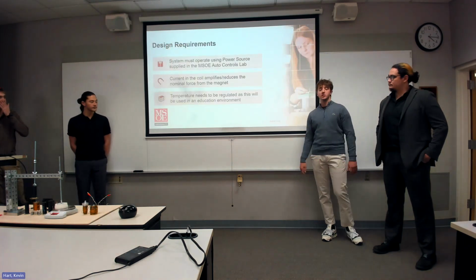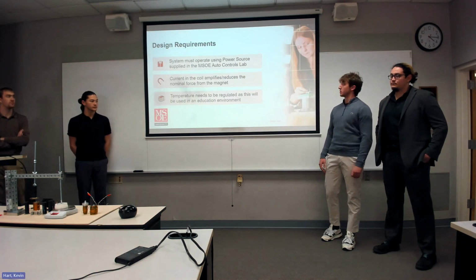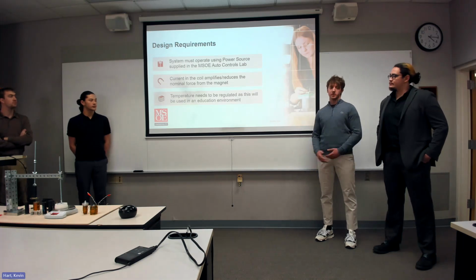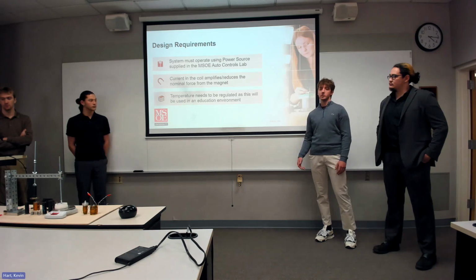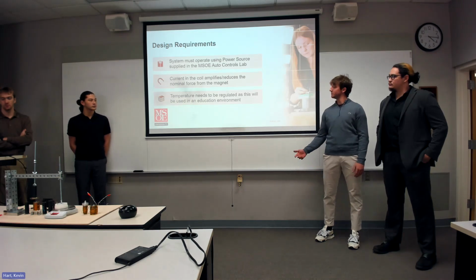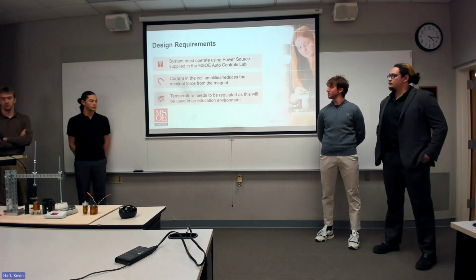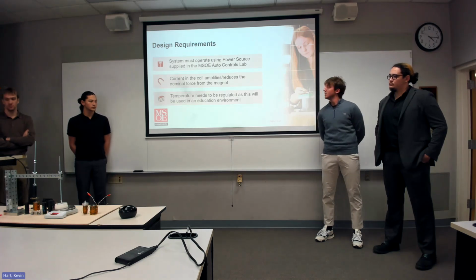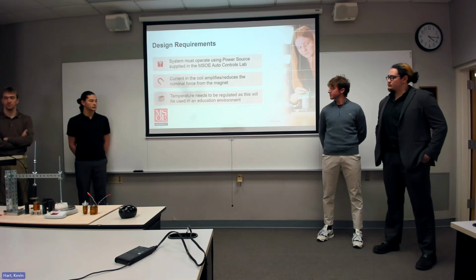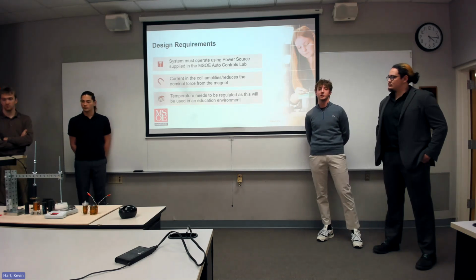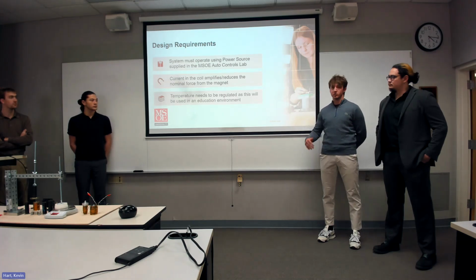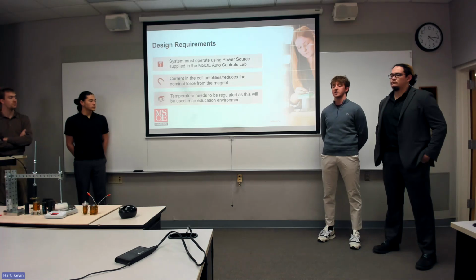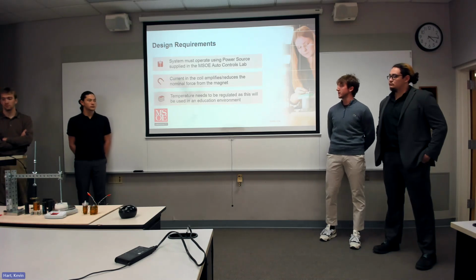So now let's jump in a little bit to how we went through our design process. Initially we had to come up with some design requirements, which included being able to operate using the MSOE power supply system in the auto controls lab. It would also need to be able to amplify and reduce the nominal force from the magnet using the coil current in the electromagnet, just so we're able to increase and decrease the distance between the ferromagnet and electromagnet.